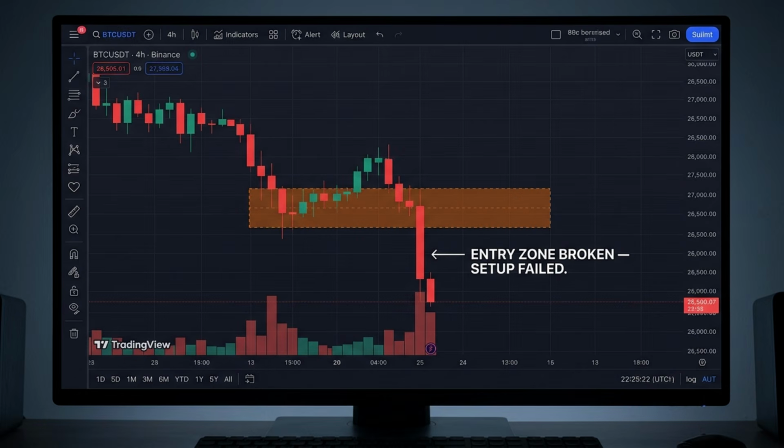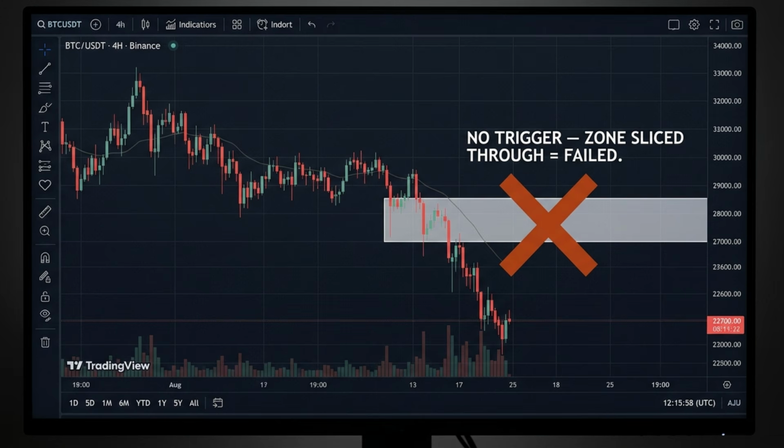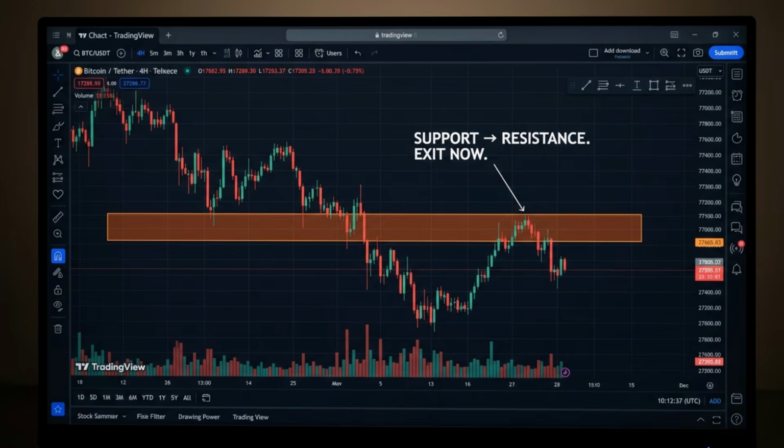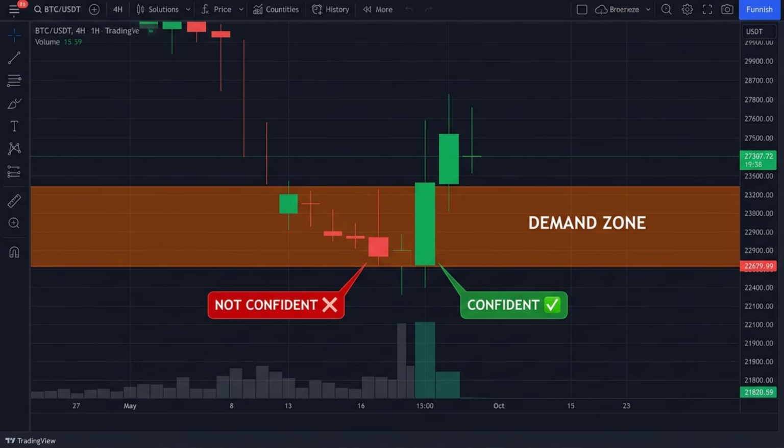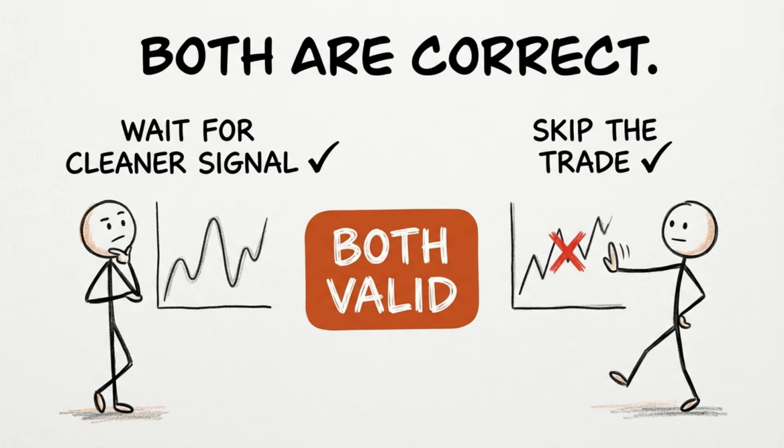The setup fails when the entry zone gets broken. If price retraces into your order block and slices through the bottom of it without any trigger candle forming, the zone has failed. What was support is now resistance. Exit immediately and reassess. The setup fails when the trigger candle closes weakly. A candle that barely closes above its midpoint inside the zone is not a confident trigger. Wait for a cleaner signal or skip the trade.